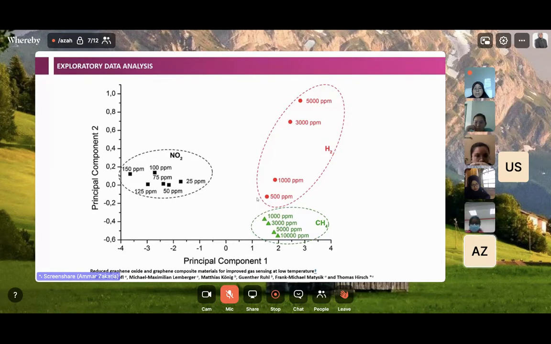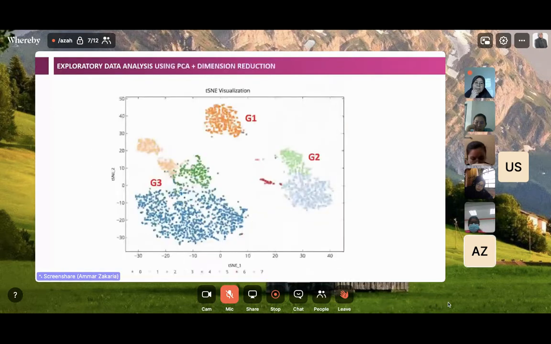Then when you do prediction, when you receive a new sample, if the sample falls within this range, then exactly you declare this is H2. If the sample falls in this circle, it will be methane, CH4, or otherwise. Okay, right. So again, we take a look at another sample, right?